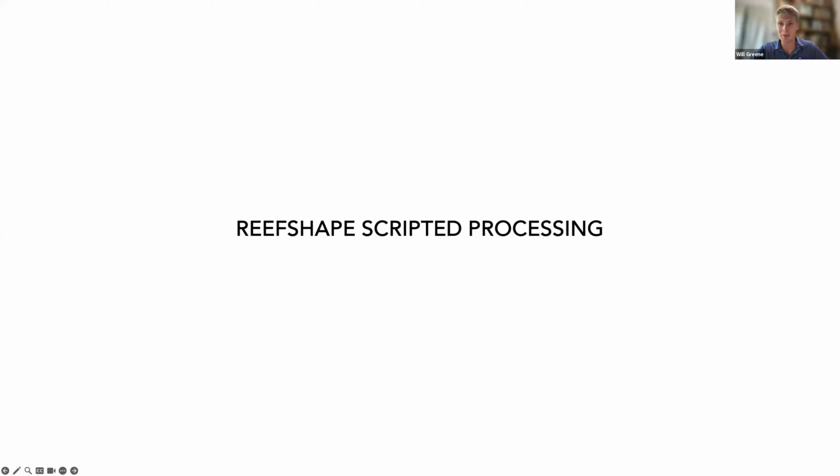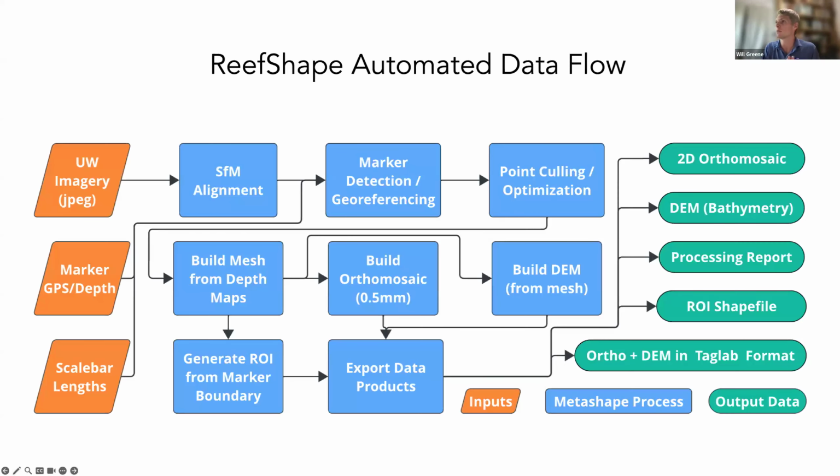So the scripted processing for ReefShape is really the crux of this, and it took us a long time to develop this, and it was a group effort. I am not an expert coder myself, and I had a lot of help on this from my colleague, Sam Marshall. So the two of us really came up with this process for working with Metashape through their Python API and developing this series of scripts that allows us to fully automate the Metashape process. So what does that really mean?